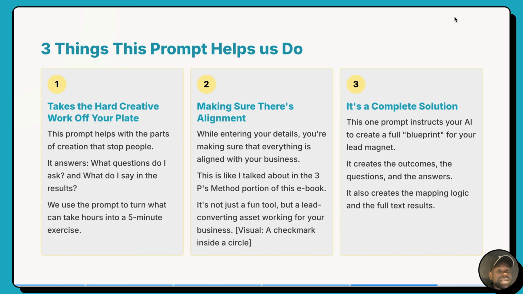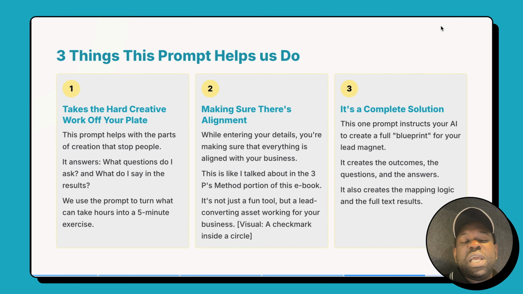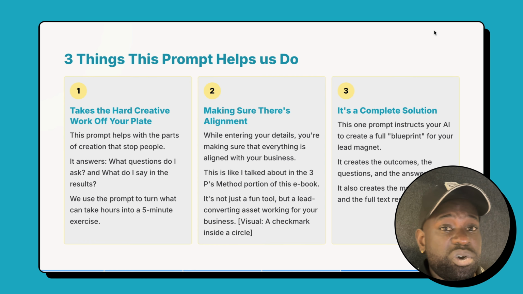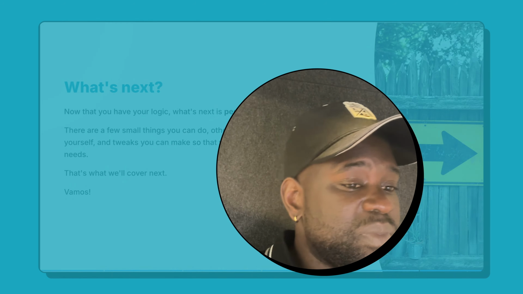And there's 3 things that this prompt helps us do. Like I've been talking about, number 1, it takes the hard thinking of the creative stuff off your plate. Number 2, it makes sure there's alignment with you and what you offer, the path again. And number 3, it's a complete solution. It helps you create all of it. And all you have to do is kind of revise it, go through the logic again, which I'm going to talk about in the next lesson, and then make it yours. It's a really powerful system. It's really easy. So again, what's next is making this thing perfect for you. So let's get into it.